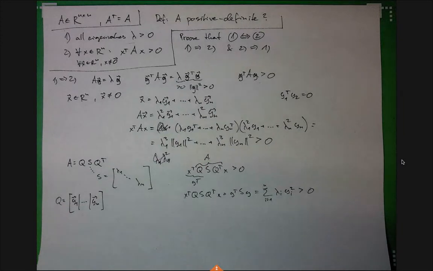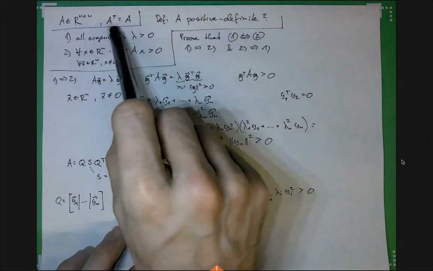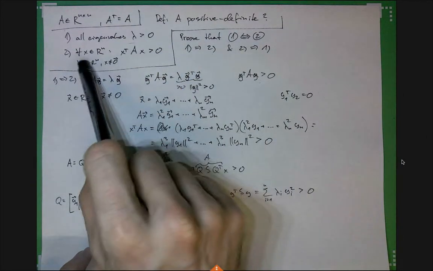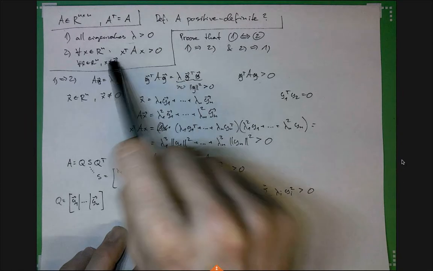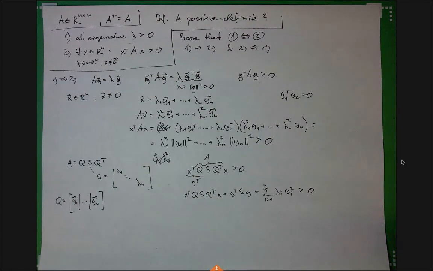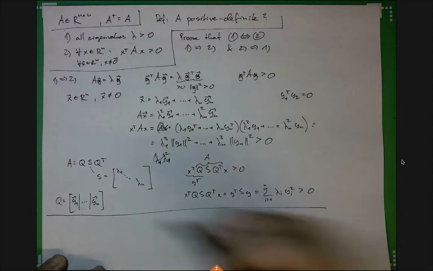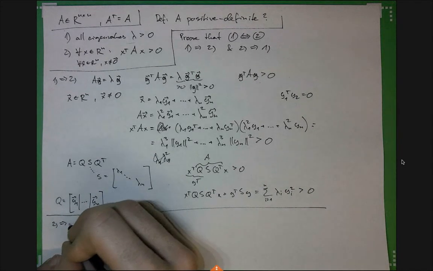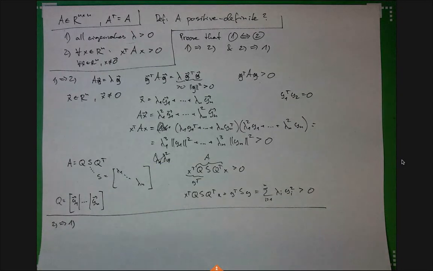So how about the opposite implication? If I tell you that I have a symmetric, square symmetric A, and for every non-zero x, the number 2 is true, x^T A x is positive, then from this I want to show that all eigenvalues are positive. I think the second one is going to be simpler. So let's think about that for a second. Yeah, that's actually simpler.